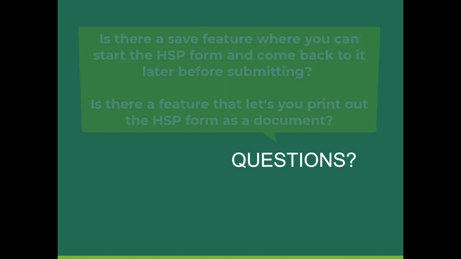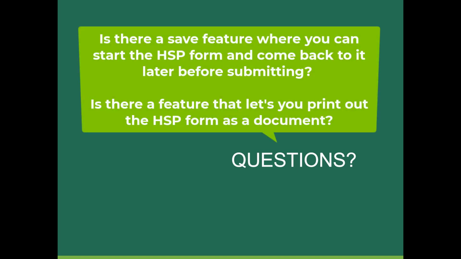Okay. Is there a save feature where you can start the HSP form and come back to it later before submitting? Is there a feature that lets you print out the HSP form as a document? Yes. So there's a save button at the top of the ePortfolio. I would advise to click it often to make sure that you don't lose any work. And it is very easy to print it out as a document. You can click PDF and we'll save a PDF and you can print it out.